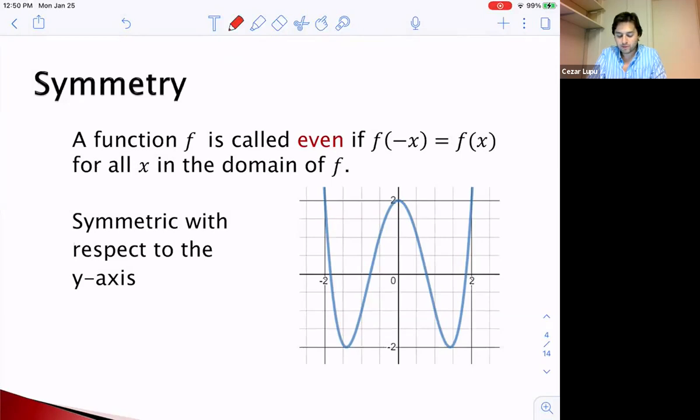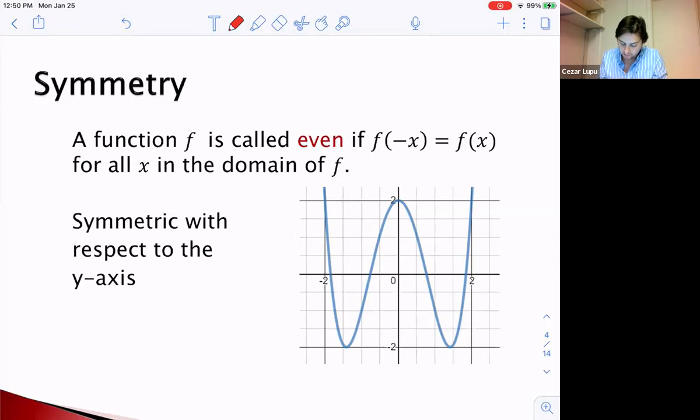So in other words, we would like to see some kind of symmetry properties. And we will have two types of functions, called even functions or odd functions. Now, a function is called even if f of negative x is the same as f of x. So it's symmetric, right? That's for all x in the domain of f. So this will be symmetric with respect to the y-axis.